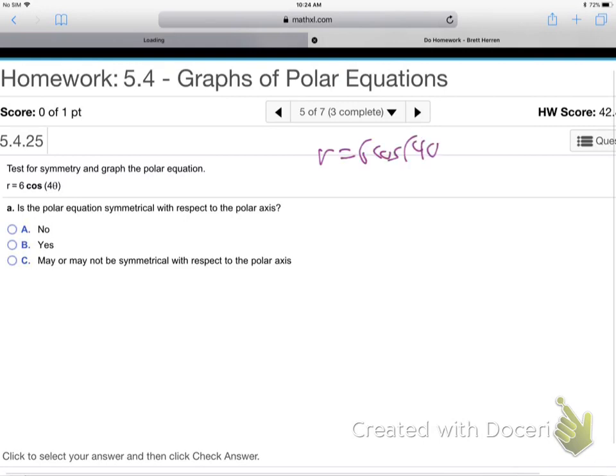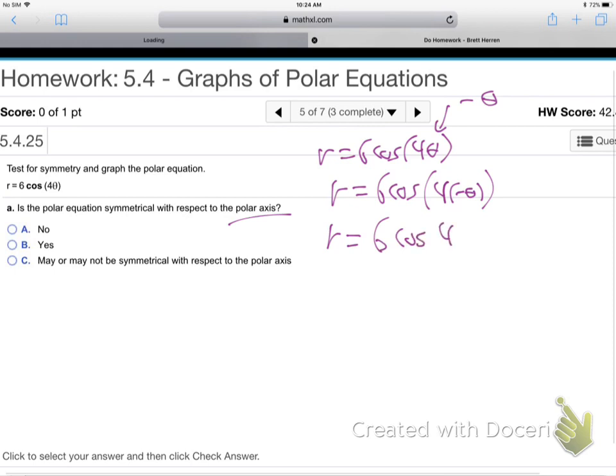Maybe I'm just going to go through it fast. I think you guys are quick and good at this now. So try that one. First thing, to have polar axis symmetry, plug in negative theta. 6 cosine 4 times negative theta. The negative vanishes for cosine. Is that the same as the original? Yes, it is. That's a yes.